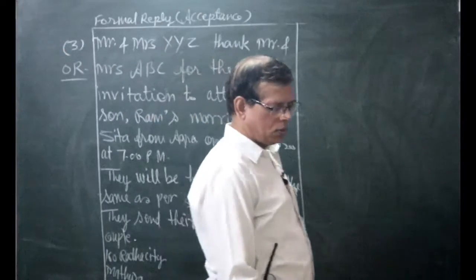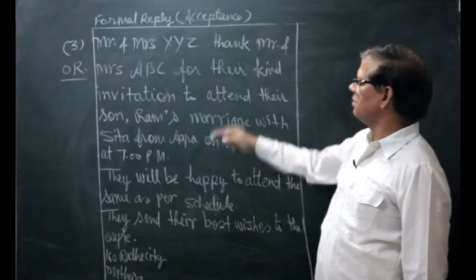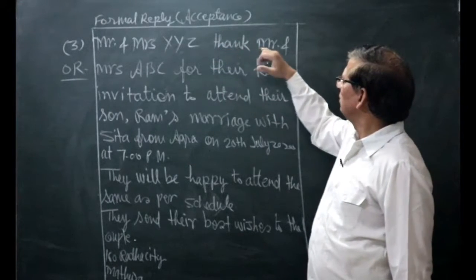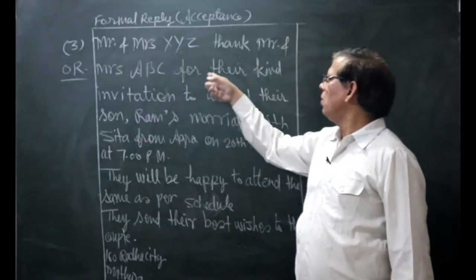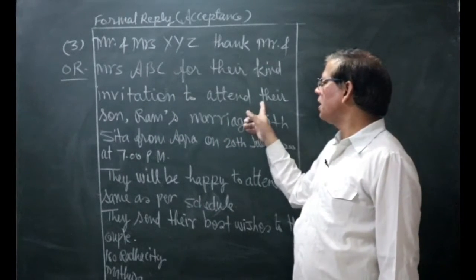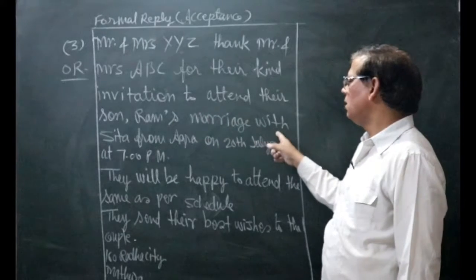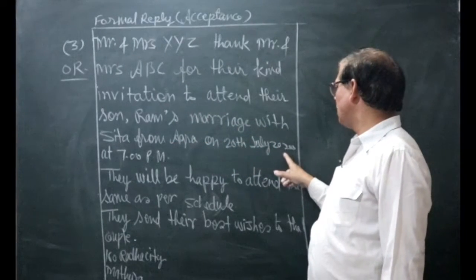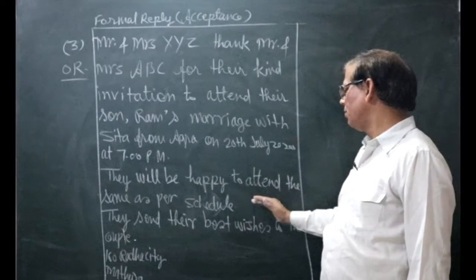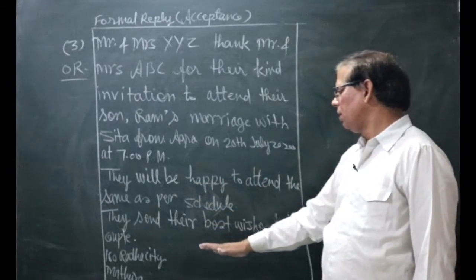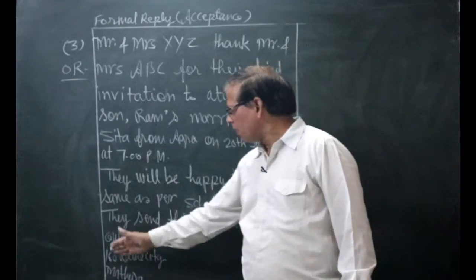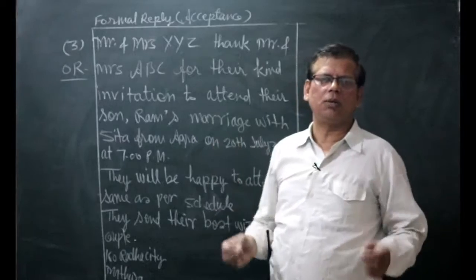This is the reply of formal invitation in acceptance. Again listen to Mr. and Mrs. XYZ thank Mr. and Mrs. ABC for their kind invitation to attend their son Ram's marriage with Sita from Agra on 20th July 2020 at 7 p.m. They will be happy to attend the same as per schedule. They send their best wishes to the couple. Then your address, sender's address means address of Mr. and Mrs. XYZ, and thereafter date. Date can be before address, date can be at the top. It is as per your suitability.